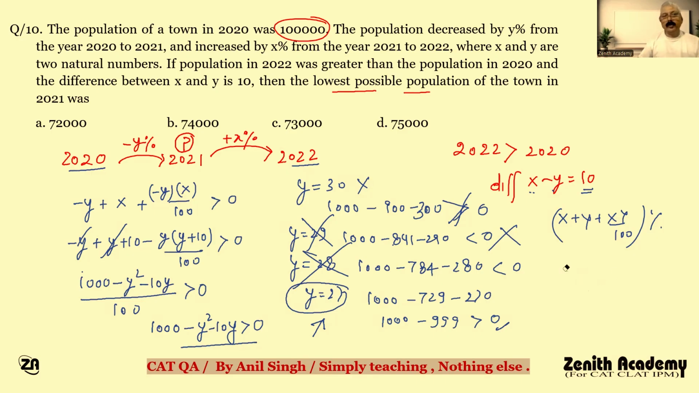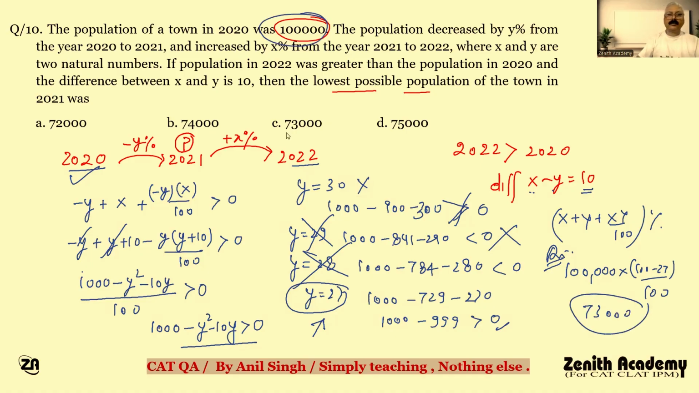The population of 2021 will be 100 minus 27% of the 2020 population. And it was given 1 lakh. So this is 73,000. This is our answer.